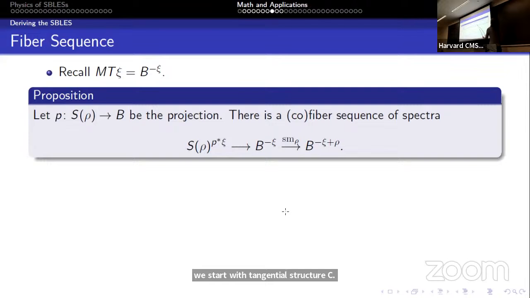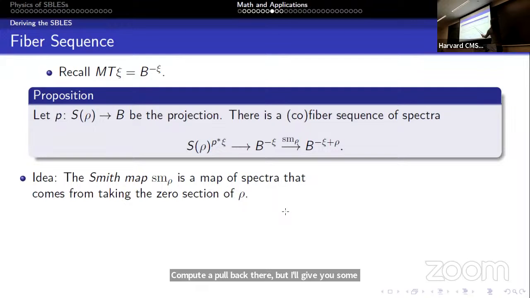And we form this map, which is dual to the defect map. The fiber of this map is the sphere bundle of rho, and then we have to compute a pullback there, but I'll give some examples. So I'm using new notation here, SM sub rho. We call this in our paper the Smith map, and I think Hason, Komargodski and Thorngren also called it this, and we have a lot of discussion about this in our paper, but for the purposes of this talk, you can view it as being the map that induces the defect map.